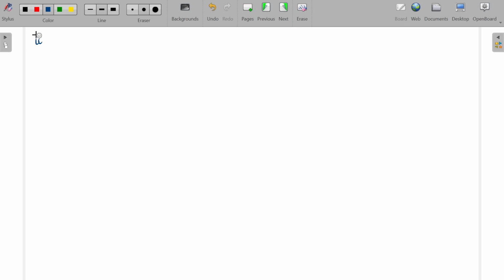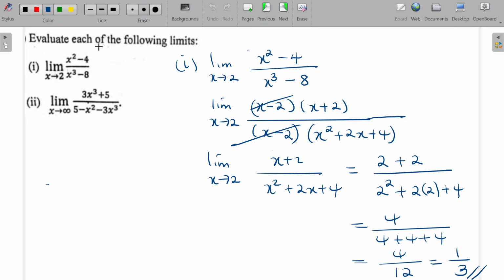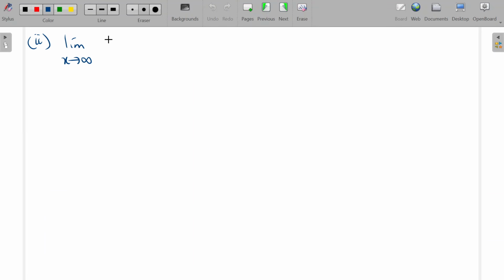2. So we have a limit as x approaches what? Infinity. So this limit, we have been given 3x to the power 3, okay, plus 5.